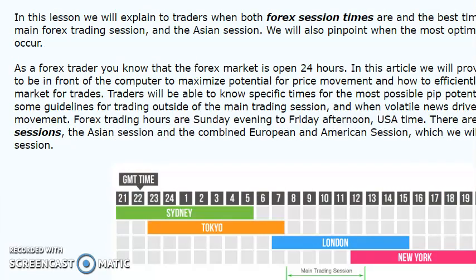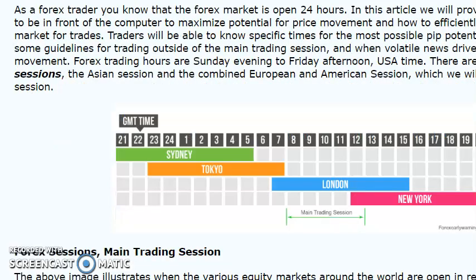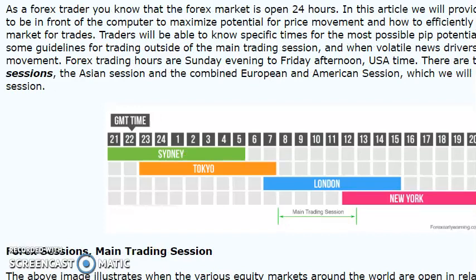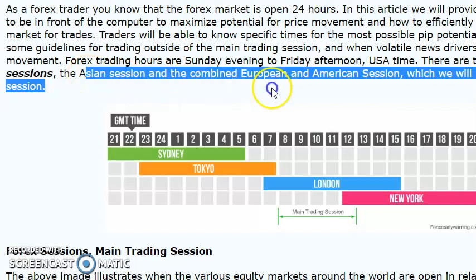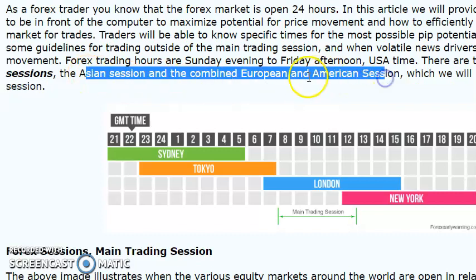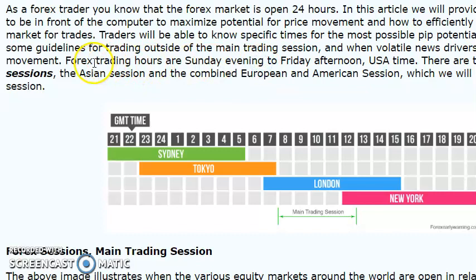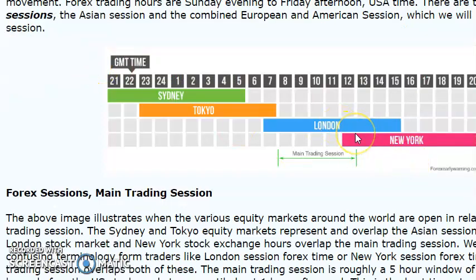Traders know that the Forex market is a 24-hour market, but what we want to do is give you more specific times to trade the Forex market. We'll tell you about the main trading session and the Asian trading session. Okay, and we'll limit the amount of time you have in front of the computer. So you have the Asian session, and you have the main trading session, which is the combined main session, London, New York, European session. Here's the main trading session right here.